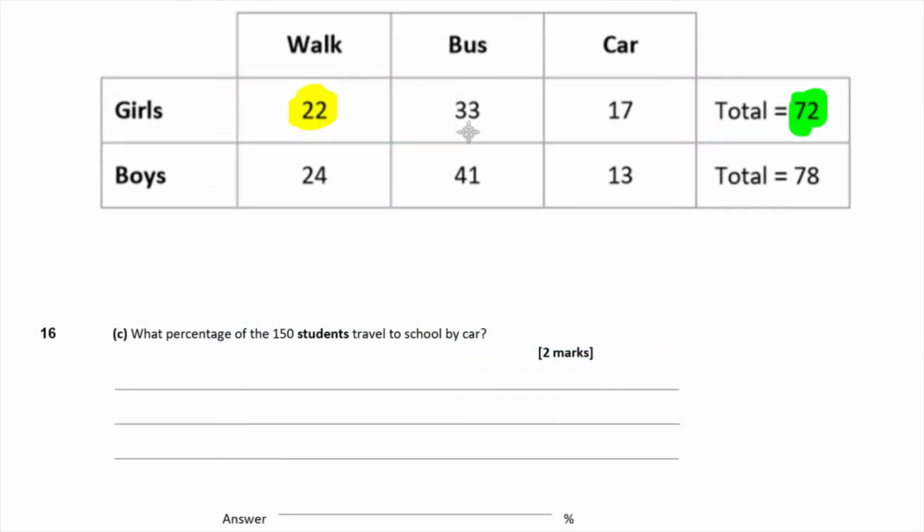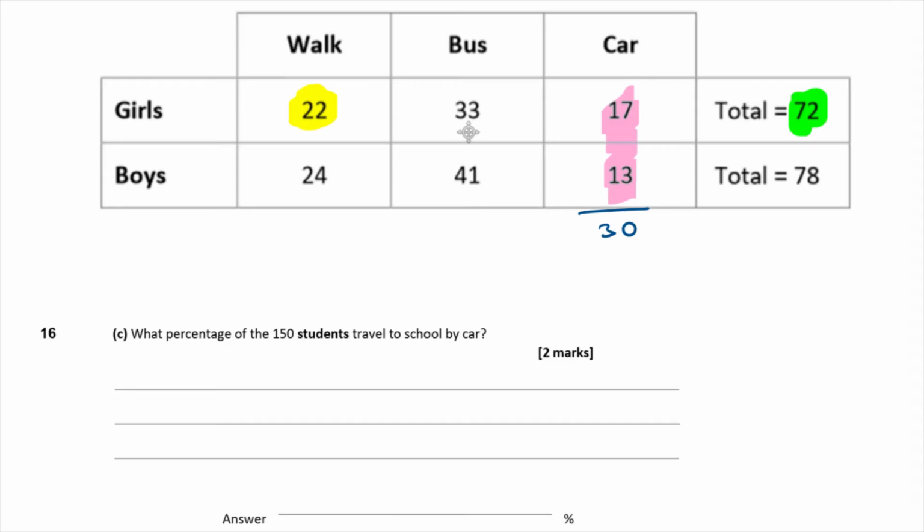Part c says, what percentage of the 150 students travel to school by car? Well, traveling by car is these two here, isn't it? There's 17 girls and 13 boys. Now that adds up to 30 altogether.